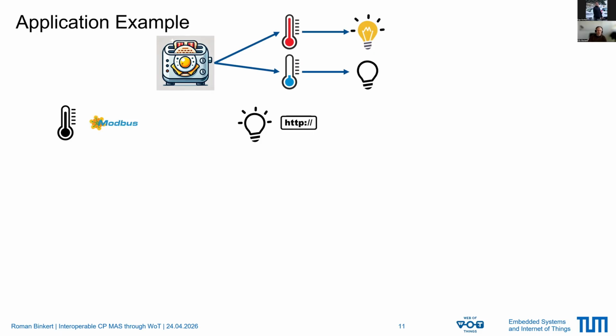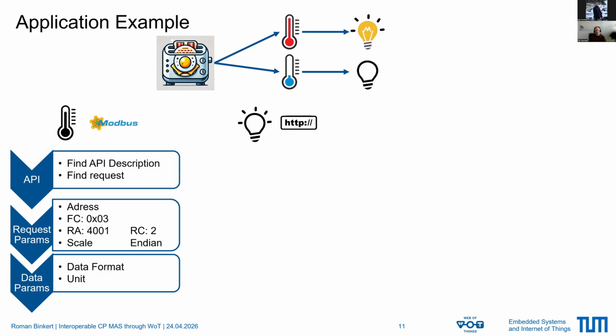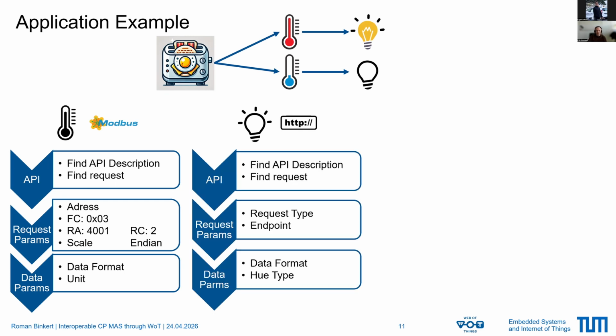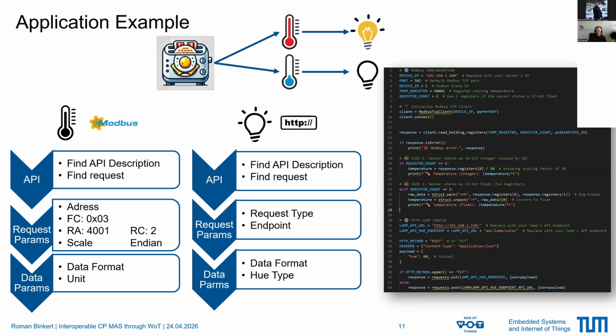Because, for example, in this case, the temperature sensor might be using Modbus as protocol, and the lamp might be using HTTP. And then to actually get the actual temperature data from the temperature sensor, you have to perform a lot of steps, like finding the API description, then finding the concrete request, and then also finding request parameters like the endpoint, the scaling, the endian. And then you get some data, but then you still need to be able to interpret the data. So you get a number, for example, but then you need to know if it's Celsius or if it's Fahrenheit and so on. And the same, or a similar thing, happens if you want to turn on the light bulb. You also need to go through all this information, and this already leads to a lot of code that you need to write and a lot of things that you need to understand.